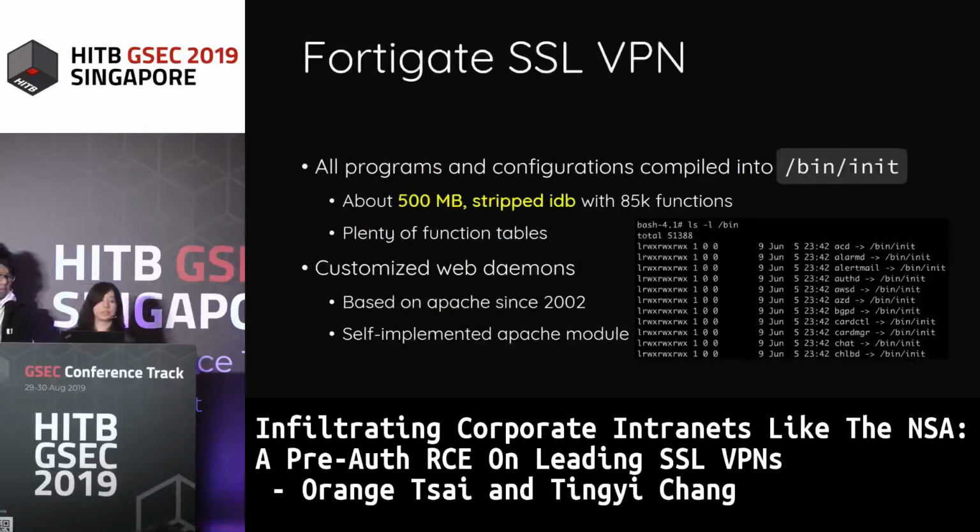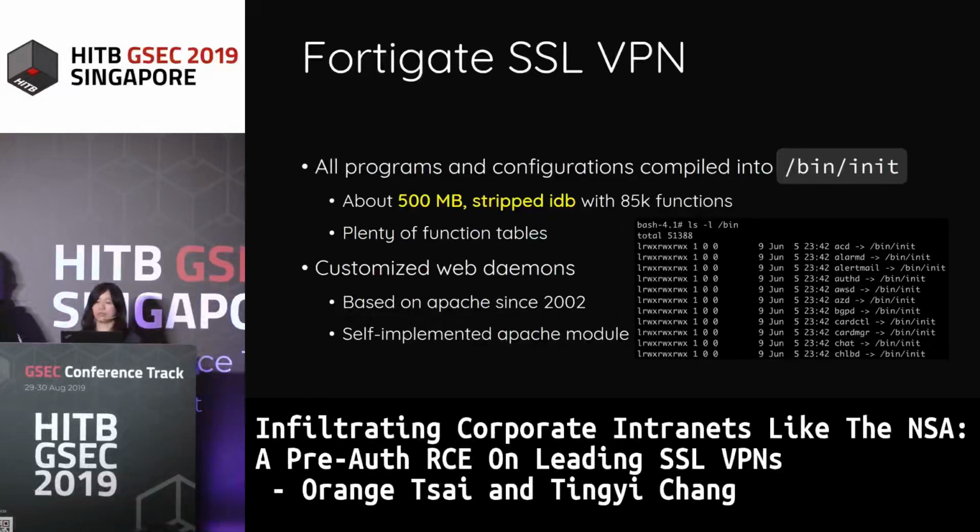Case 1 is FortiGate. We first jailbreak the FortiGate and look into the binaries. We tried to list the binaries in /bin and found they're all symbolic links pointing to /bin/init, just like this snapshot. FortiGate compiles all the programs and configurations into one single binary. This makes the init program really huge and annoying.